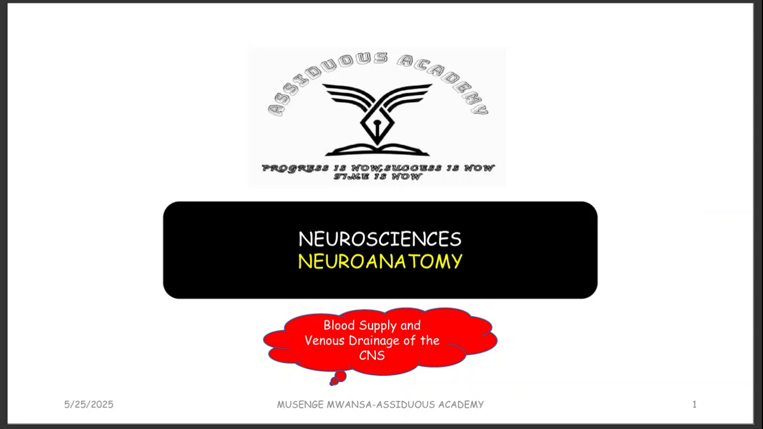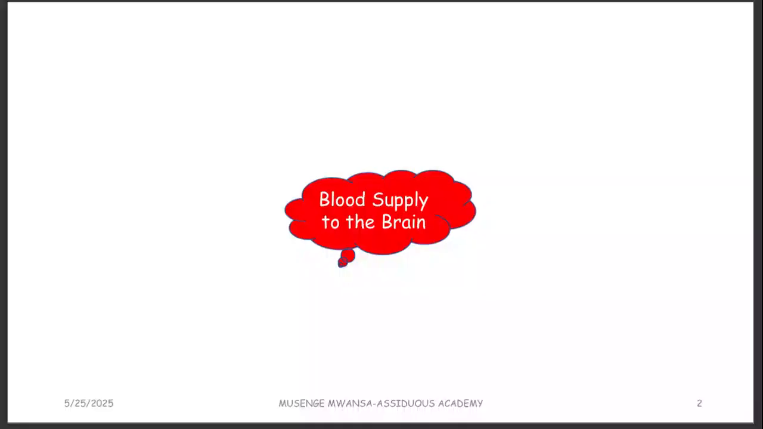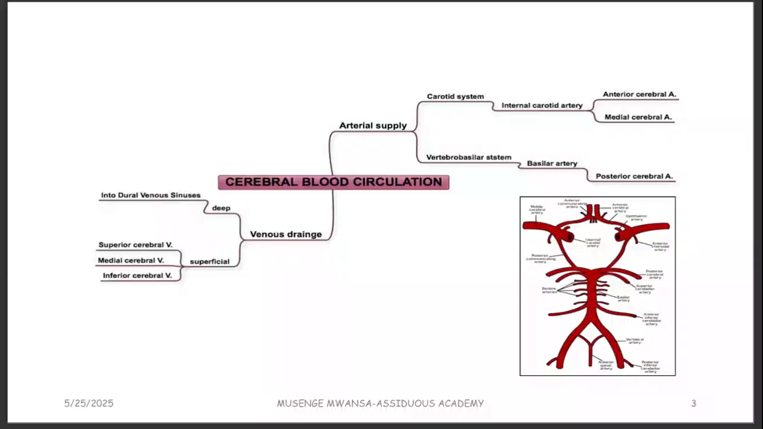We understood a bit when we were talking about head and neck, but in head and neck, you only concentrated on the exterior part, not really the brain and the spinal cord, but just the general structure of the outer supply. Example, the face, the neck. But here is the brain itself. So start with the blood supply to the brain.